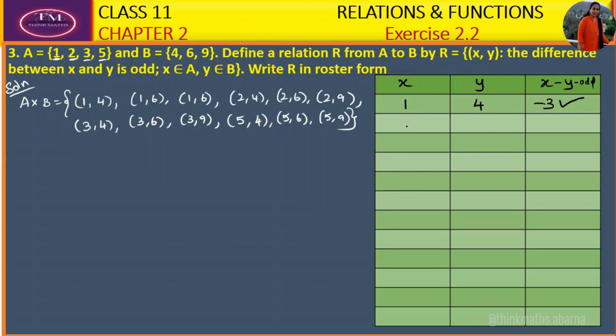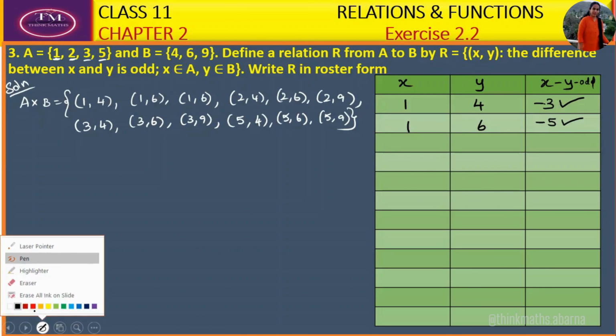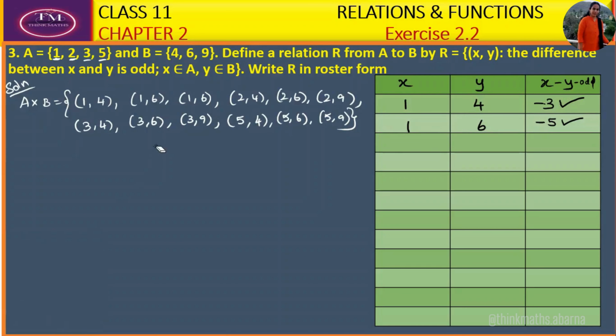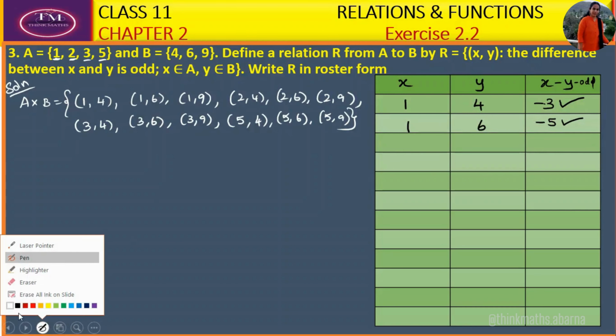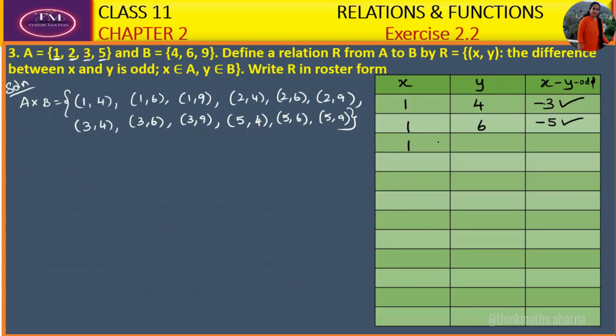Yes. Next, 1 comma 6. So 1 minus 6 is minus 5. Is it odd? Yes. 5 is an odd number. Next, I'm sorry, I didn't write 9 here. Just a minute. So it is 1 comma 9. So take 1, 9. What is the difference? 1 minus 9 is minus 8. Minus 8 is even. So it doesn't come.